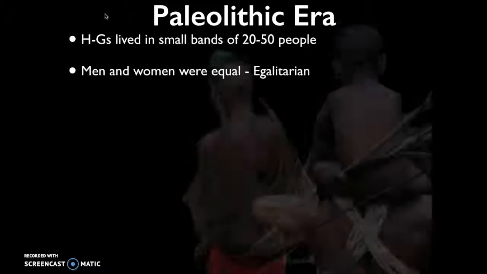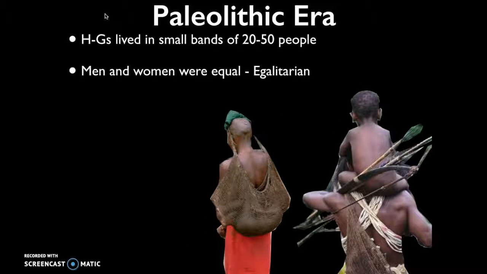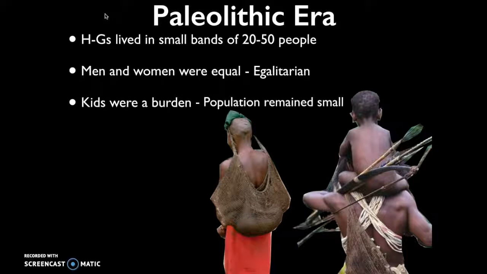Now, speaking of childcare, kids in hunting and gathering societies are quite a burden. Having to constantly move makes it difficult to raise children, as you can see in this image with this woman having to carry around her child strapped to her head. Consequently, the population of human Paleolithic societies and human societies in general tended to be relatively small during the Paleolithic era.